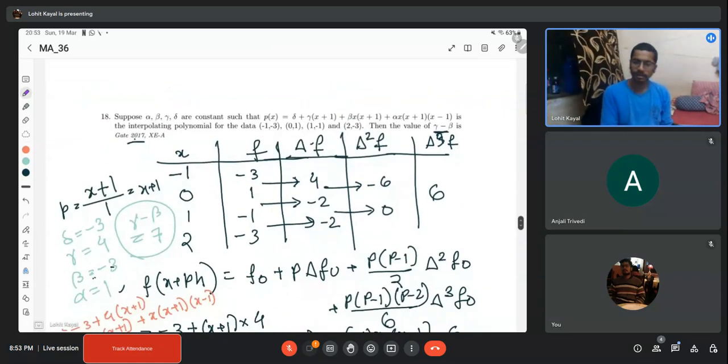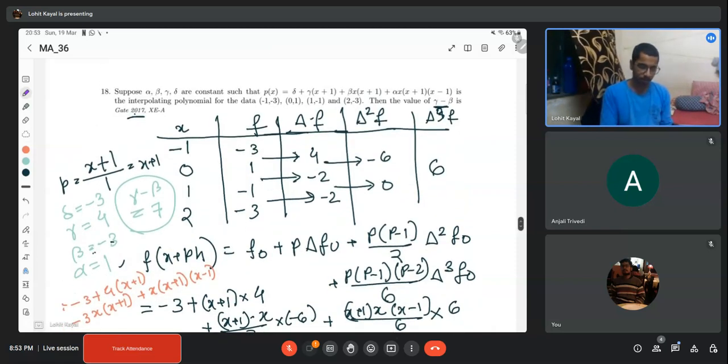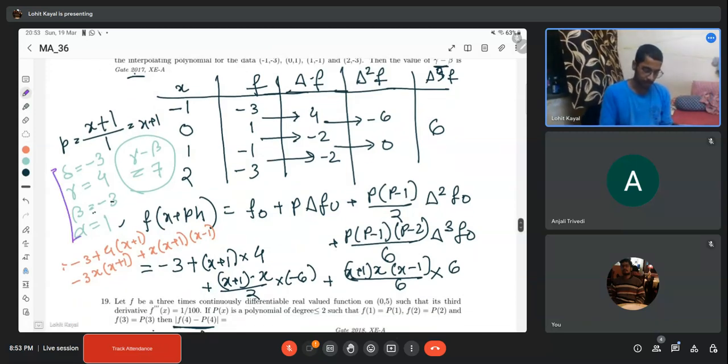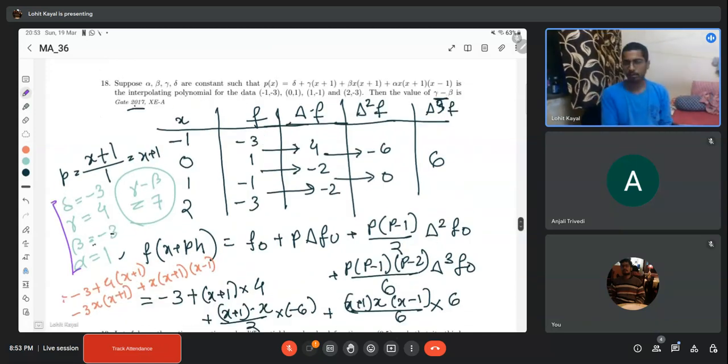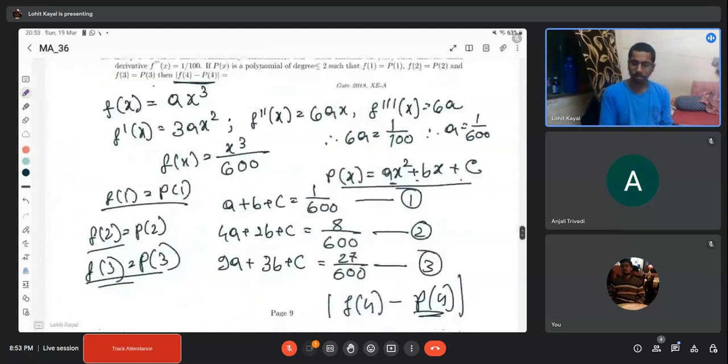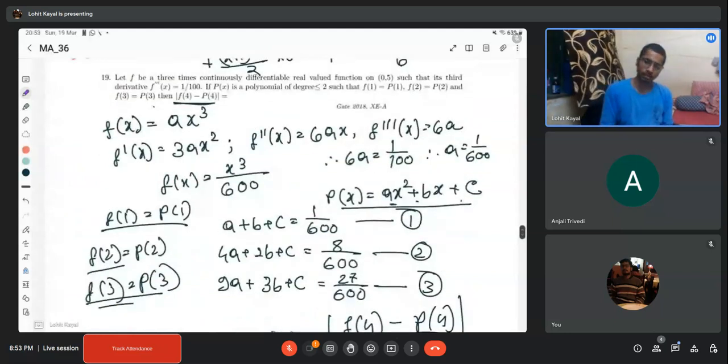This question is directly related to interpolation. You first need to construct a difference table, and automatically you will get all these constants, and you need to just calculate the value of gamma minus beta. You will find that the value will come as 7. Again, this is also a similar kind of problem.